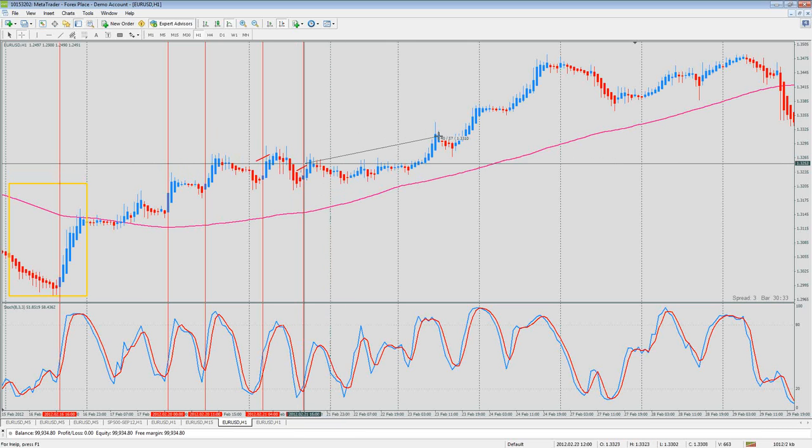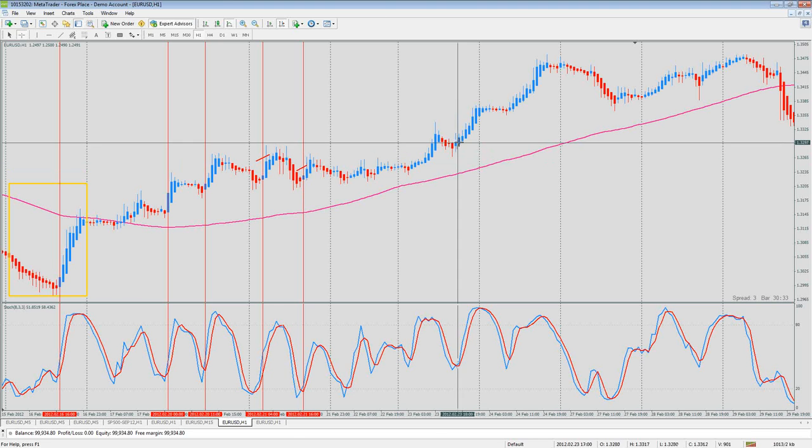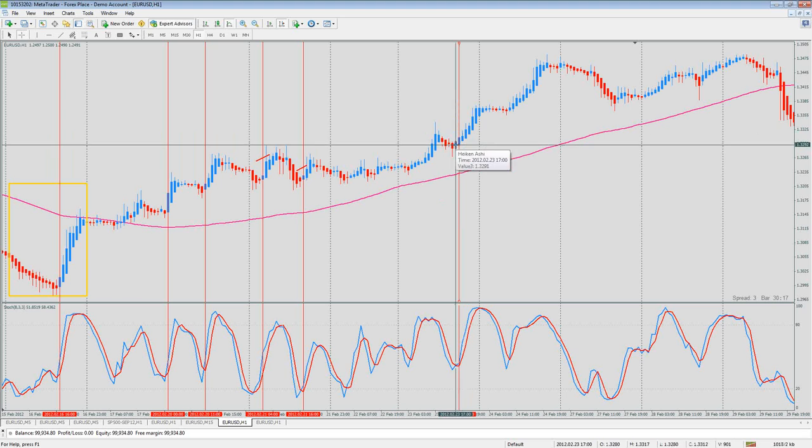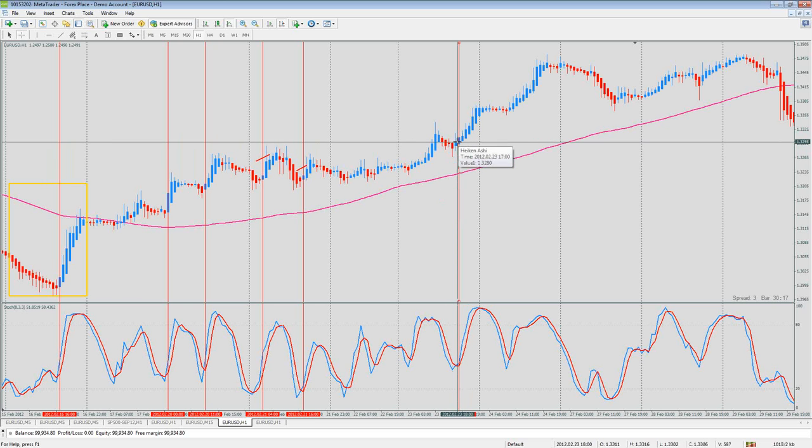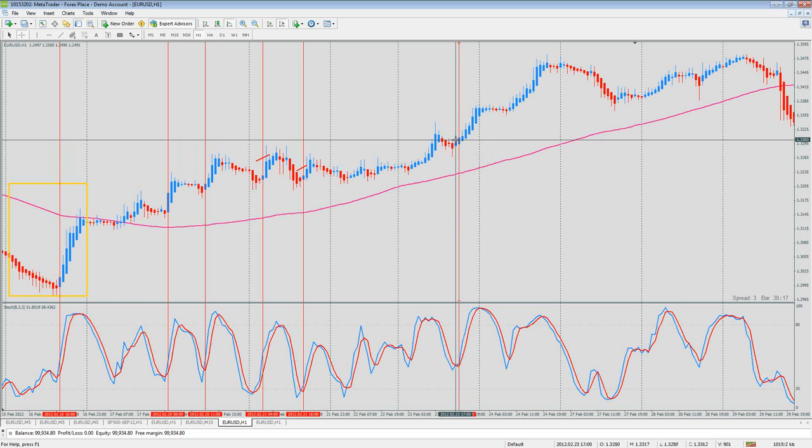After 50 pips, it's somewhere here. You have already 40, 50 pips. Okay, and here you have an entry signal again. I would say here. Okay, somewhere here you have another entry point. This candle, no, the crossing of the stochastic is not very clear, so let's say here you entered again.